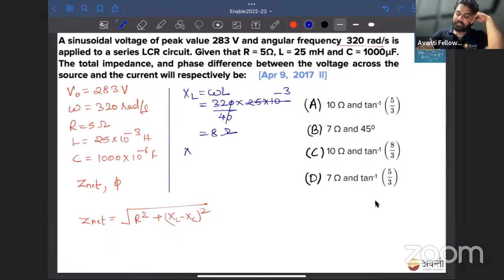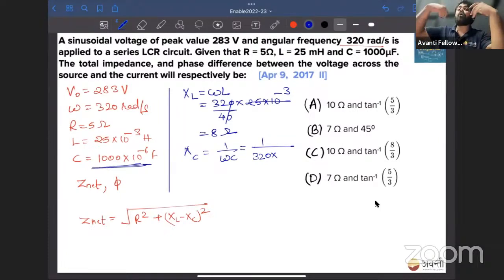Similarly, if I calculate XC, it is 1 upon omega C, and 1 upon omega is 320. Capacitance is 1000 microfarad, means 1000 into 10 to the power minus 6, means 10 to the power minus 3. Means on the numerator it will go 1000. So if I calculate, this will be 100 by 32. Let's write it as 25 by 8 ohms. Clear?